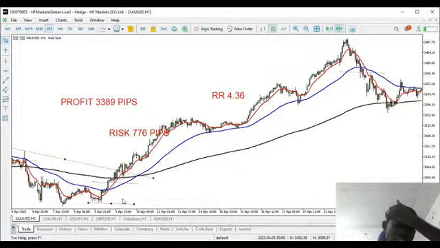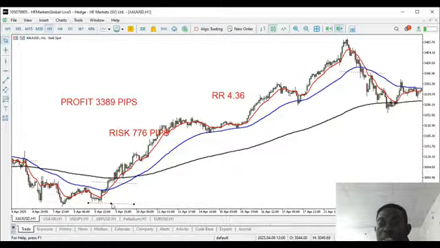And so if my stop loss is there, then where will be my take profit? When the line crosses back on the blue, this is my take profit.